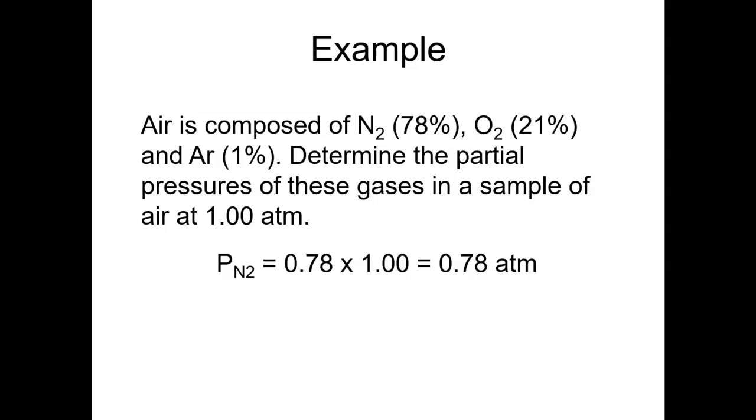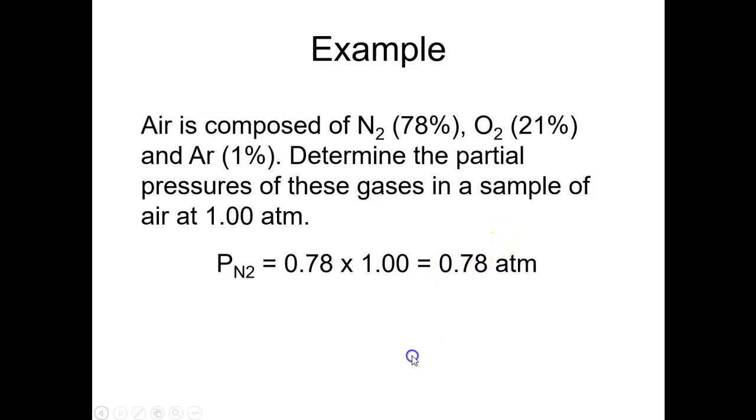So its mole fraction of nitrogen is going to be 0.78, right? If I've got 100 moles of air and it's 78% nitrogen, then I've got 78 moles out of 100 which are nitrogen. Therefore, its mole fraction is 0.78. And when I multiply 0.78, the mole fraction, by the total pressure of the sample, which is 1 atmosphere, I get 0.78 atmospheres as the partial pressure of nitrogen.